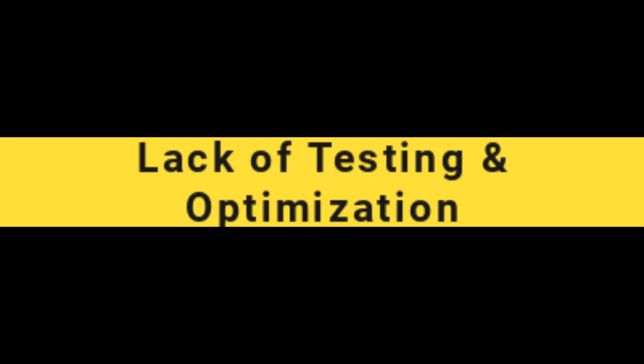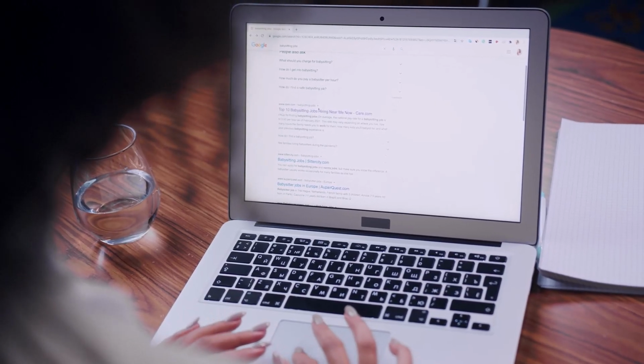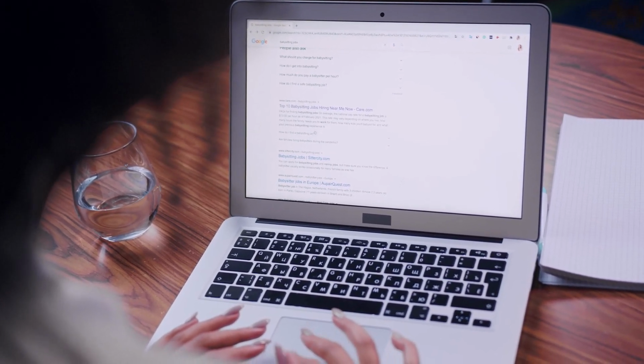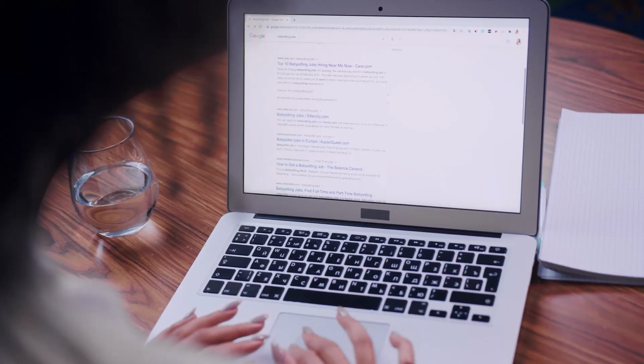Don't set it and forget it. Regularly test new ad variations, keywords, and extensions. Optimization is an ongoing process.